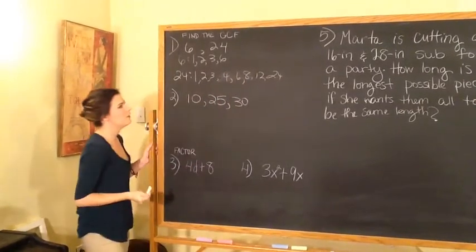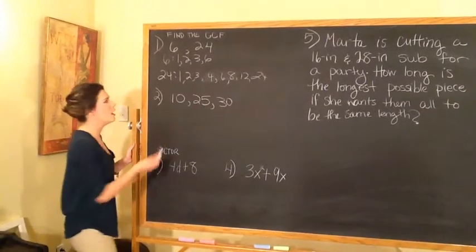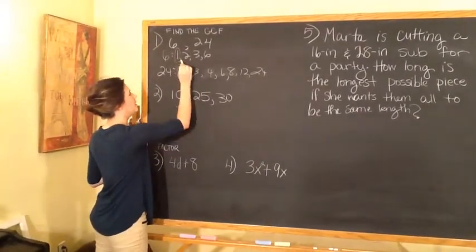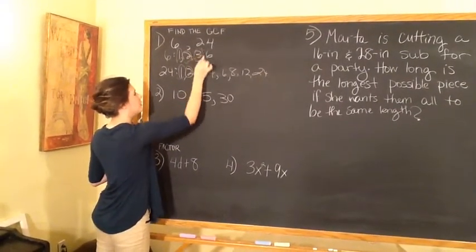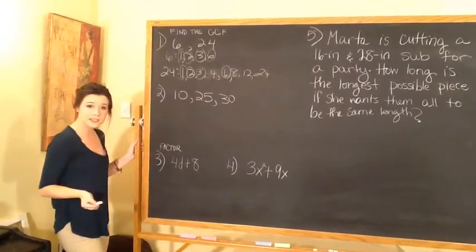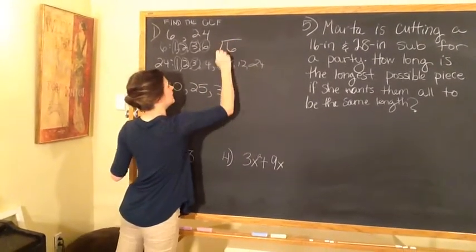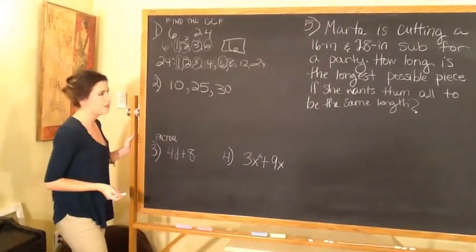And those are all of our factors. So basically now I'm going to go ahead and circle all the factors they have in common. So 1 is in common, 2 is in common, 3 is in common, and 6 is in common. So which one's the biggest number out of all of those that they have in common? 6. So 6 is the GCF of both of these numbers.